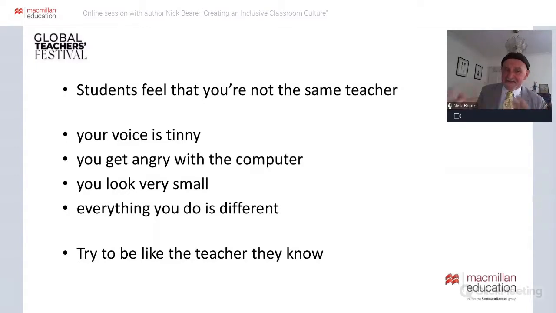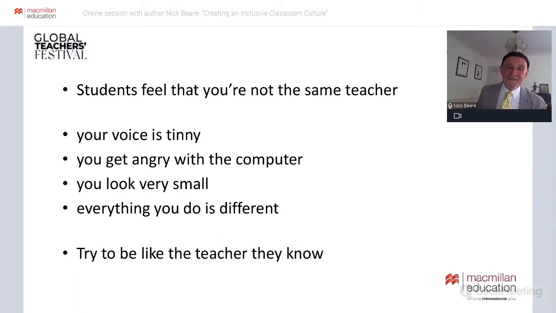And the main problem that students have with online teaching, apart from the fact that the teacher is not there to see what they're doing, but there's a certain amount of that, is that students feel they're not the same teacher. It's not like the classes were.